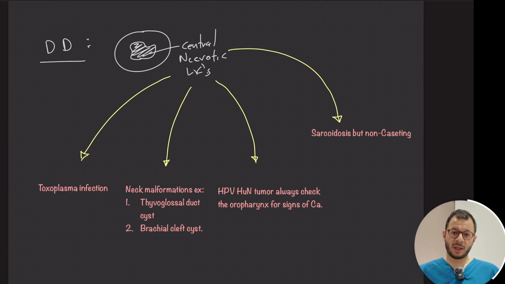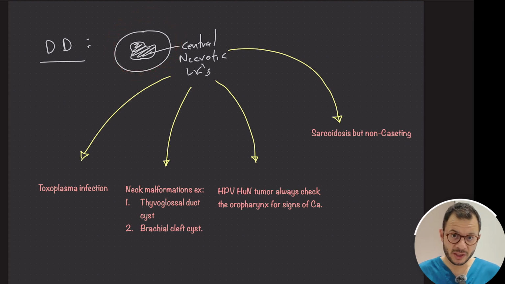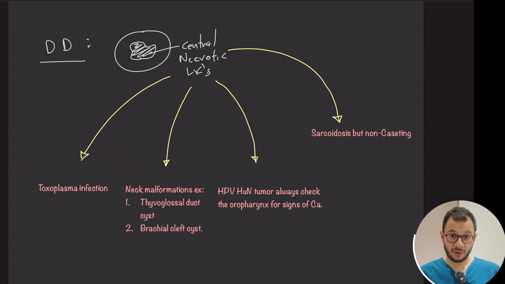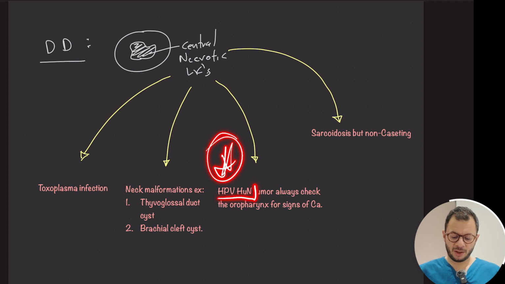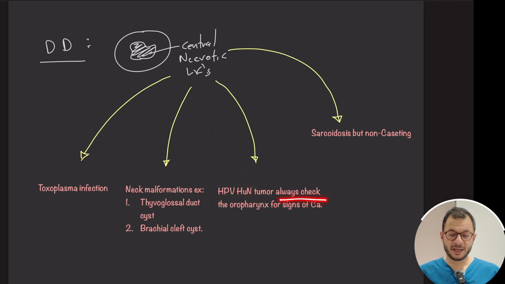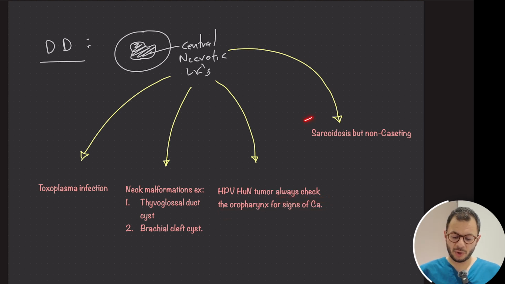If you have a patient with lymph nodes that are centrally necrotic, always consider the following. 1 will be a toxoplasma infection. 2 will be a neck malformation, for example, thyroglossal duct or branchial cleft cyst. Very important, never forget an HPV head and neck tumor, so always check the oropharynx for signs of carcinoma, and then have in mind sarcoidosis, but this is non-caseating granulomas.